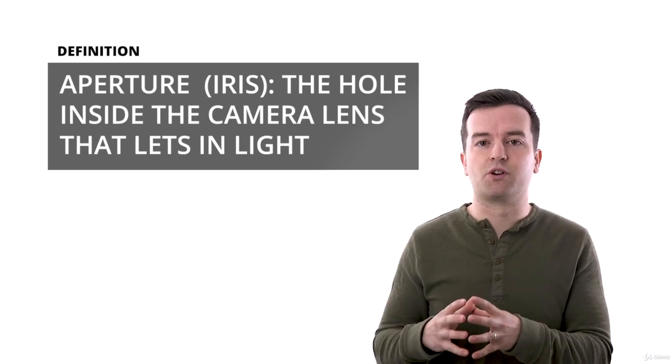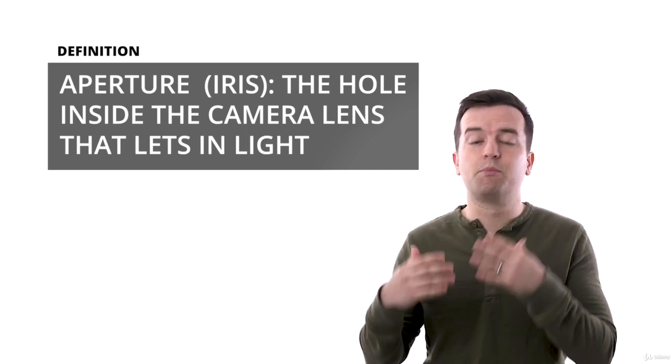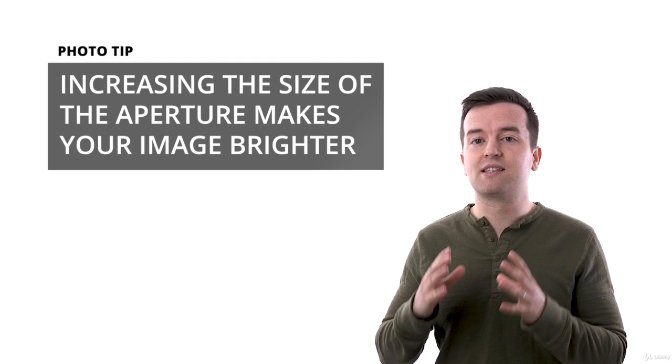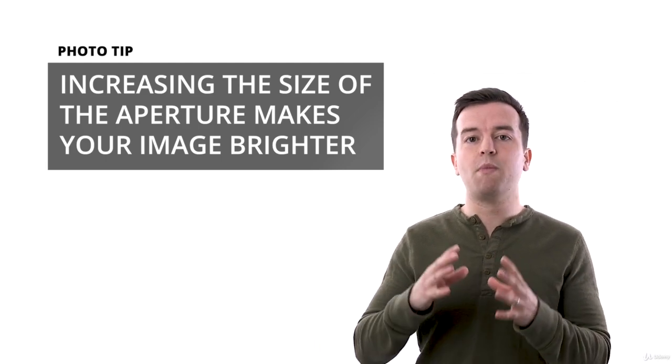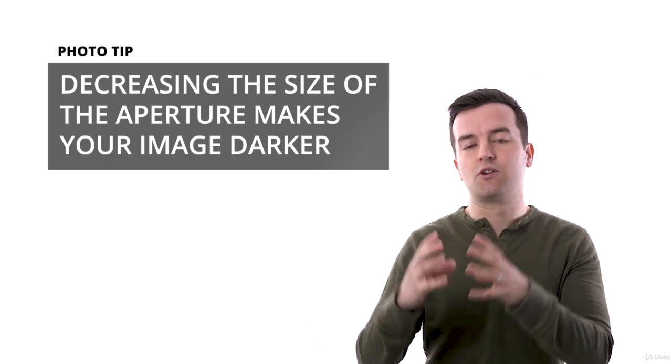And this is the aperture, which is sometimes called the iris, similar to the iris of the pupil of your eye. Now, if you make the aperture larger, do you think more light is let in or less light? That one is easy. More light is let in when the hole is bigger. This means that increasing the size of your aperture will make your image brighter. Decreasing will make it darker.